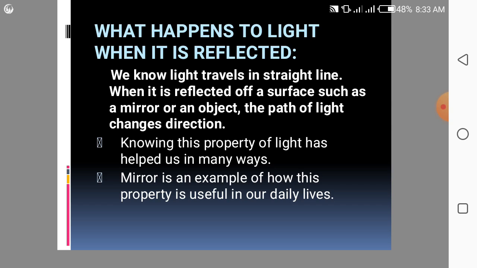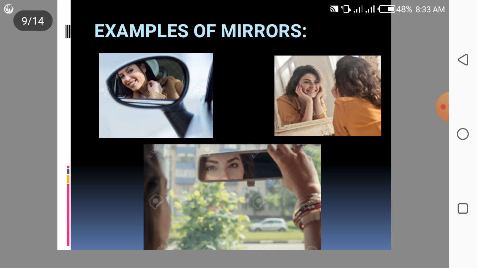A driver in a car is able to see the car behind his car by looking at the side view or rear view mirror. Now you have to tell me what would happen if the car did not have these mirrors. Here are examples of a mirror. We use a mirror for seeing our face. We use a mirror in the car.